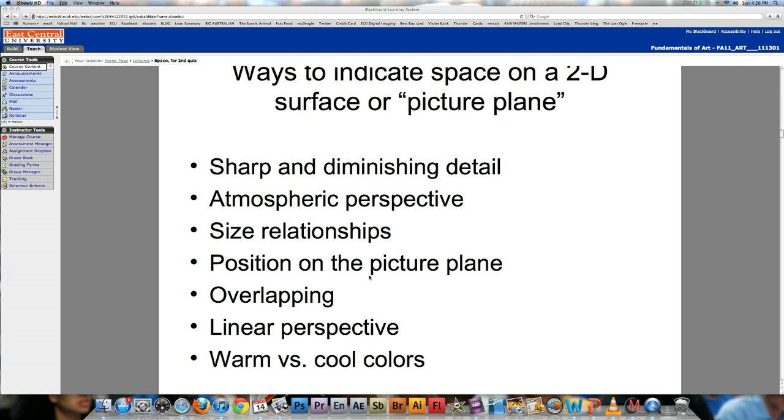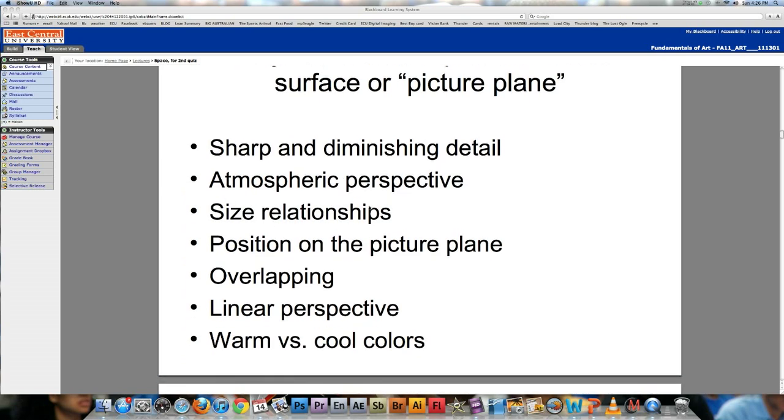Atmospheric perspective. We already know what that is. If you're out west and there's mountains around, if a mountain is really close to you, you're going to see the true colors of the mountain. You're going to see the green from the trees, etc. And you're going to be able to see a lot of detail also. If the mountain is extremely far away, you're not going to see that detail because of this rule here, diminishing detail. And the atmosphere is going to change the way that the mountain looks.